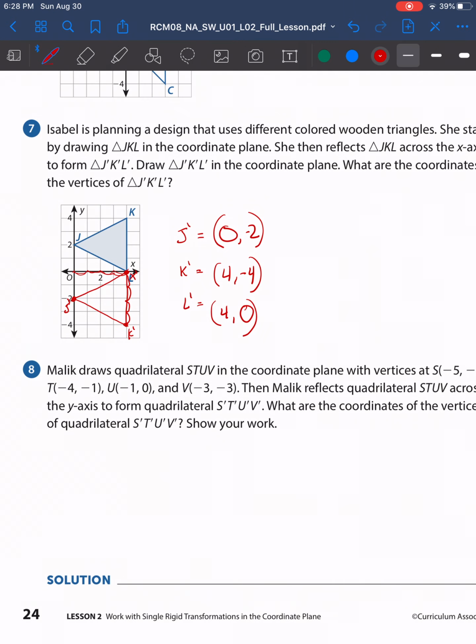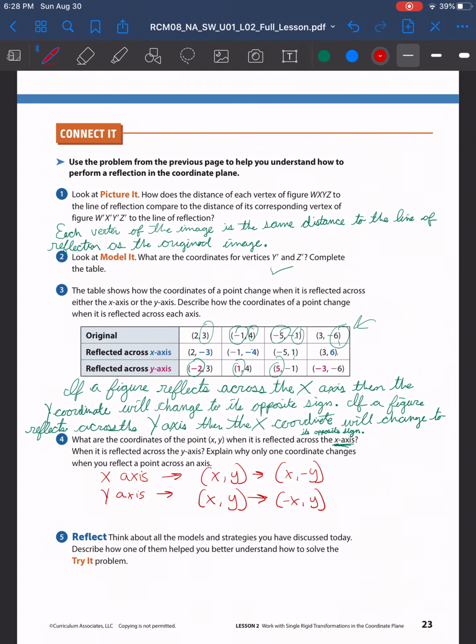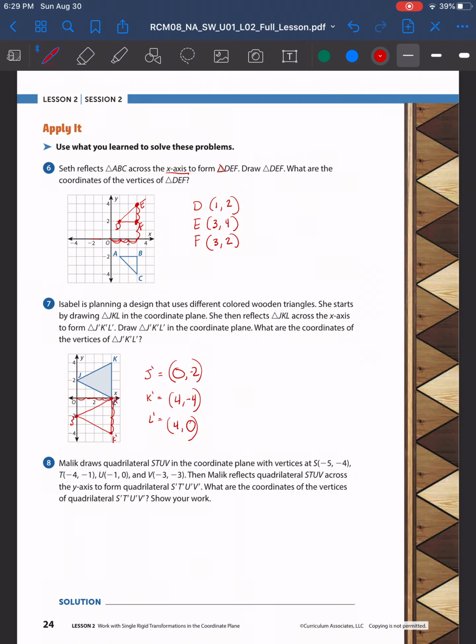Ooh, I can already tell what number 8 wants us to do without even reading it. And the reason why I know that is because they did not give us a picture. What I think they're going to have us do is use the logic of this table to find the coordinates without actually drawing it. And that's okay, we can do that.